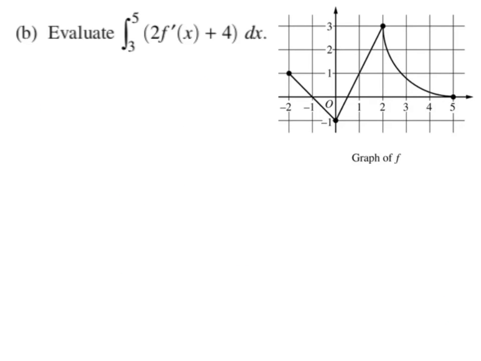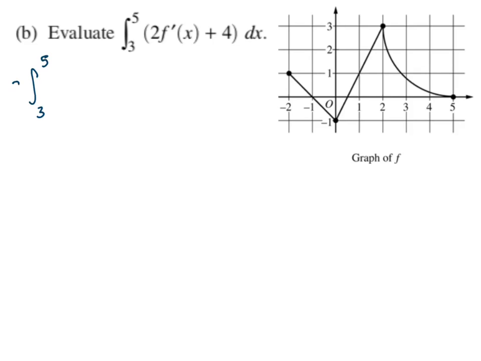And for part B, they want me to evaluate the integral from 3 to 5 of 2f prime of x plus 4 dx. We have a couple options, but I'm going to go ahead and use some of the properties. First, if I'm adding components in an integral, I can give each one its own integral. And the second is if I have a scalar coefficient, a multiplier in the front, I can just move that to the front of the integral.